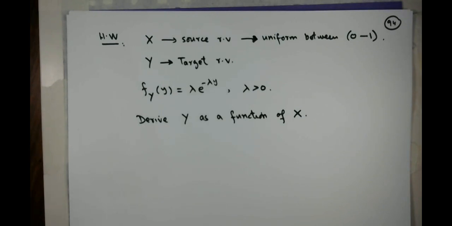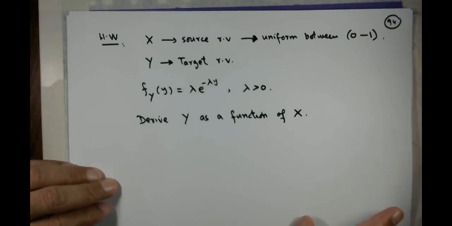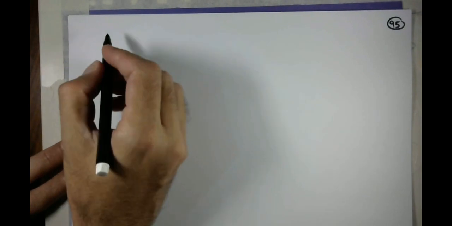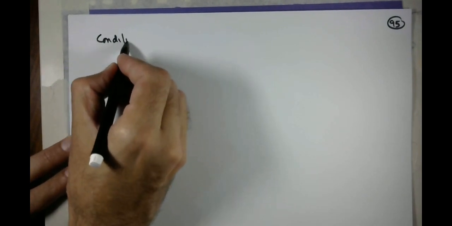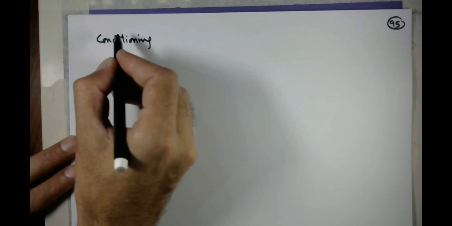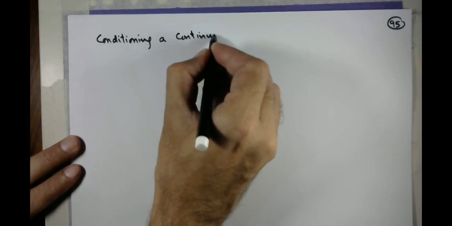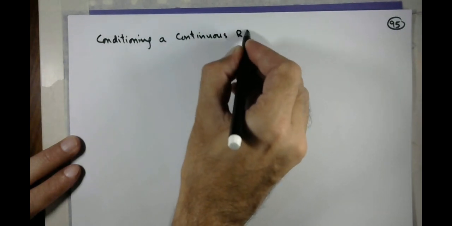Do try to solve this example. So last but not the least, I'll quickly give you what we mean by conditioning a continuous random variable. It is the last quick topic of this chapter. Conditioning a continuous random variable.